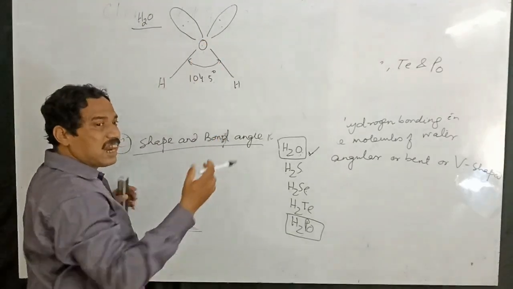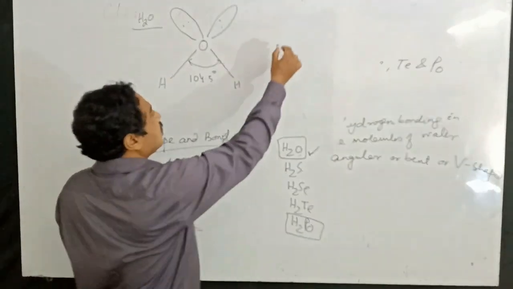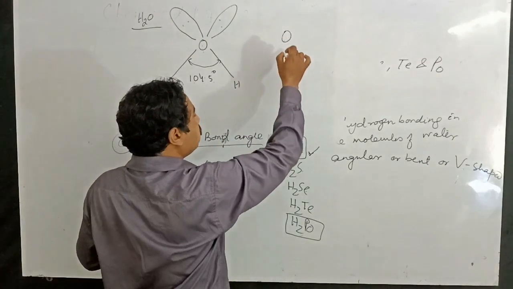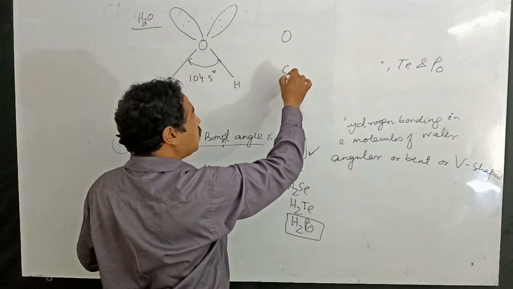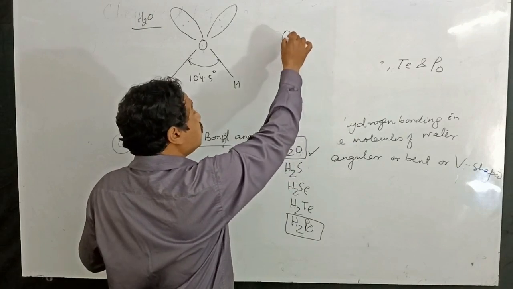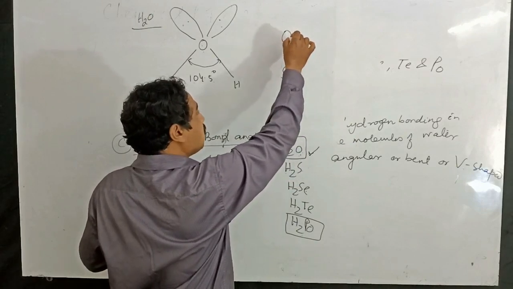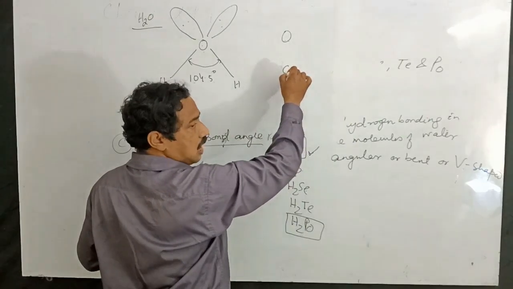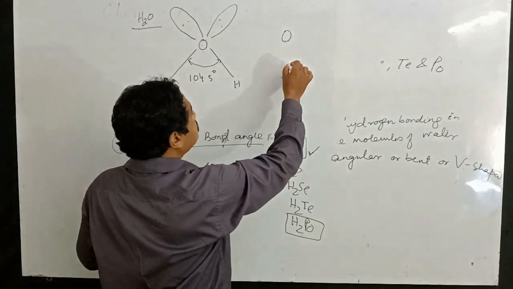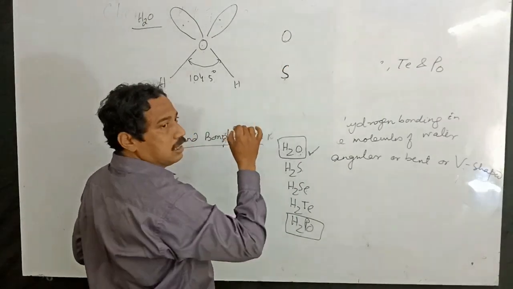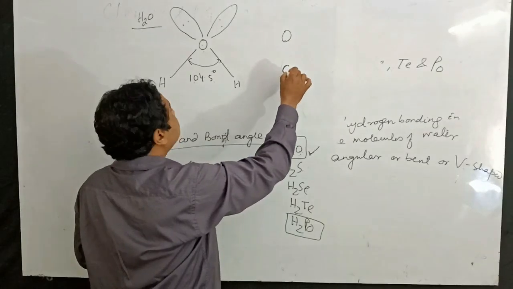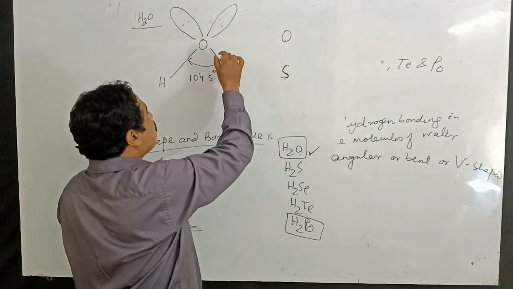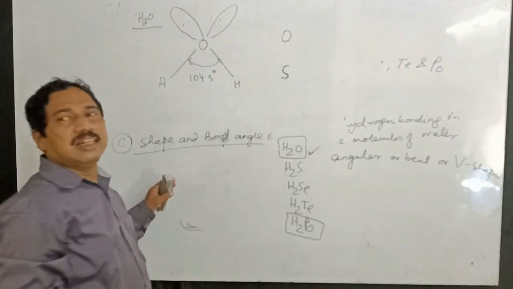If the electronegativity of the central atom, suppose oxygen and sulfur, oxygen is more electronegative, sulfur is less electronegative. Oxygen is more electronegative due to its smaller size, sulfur is less electronegative due to its larger atomic size. Due to less electronegativity, the tendency to attract the bond pair of electrons decreases.